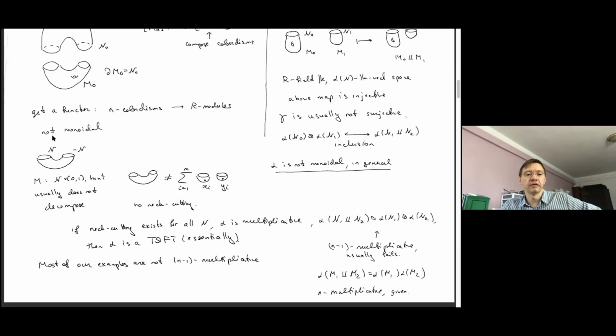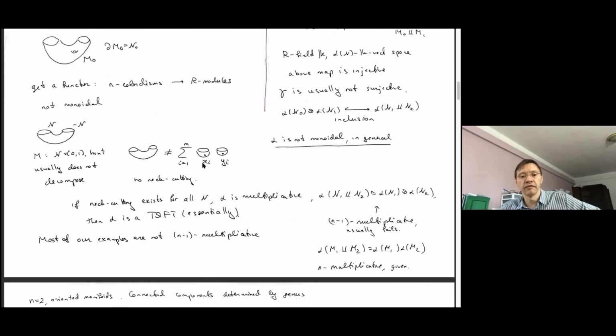a manifold with boundary N union minus N. So just take the identity cobordism on N and just turn around to get this tube. So this M doesn't decompose into such a sum usually in these situations. So these are x_i's, y_i's, they're just symbolic dots, meaning it could be some linear combination of manifolds you put in. So usually there's no neck cutting.